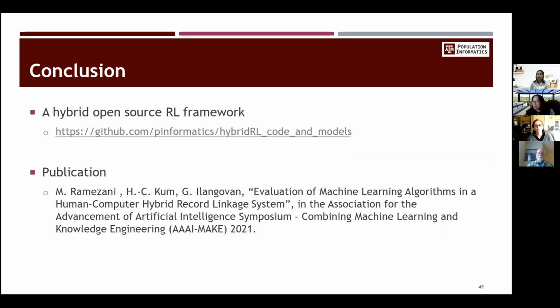The code and models of our open source record linkage framework can be downloaded from this GitHub repository. Users can use our trained models to test their data, or they can train their own models using their own data. And the result of our study has been accepted as a conference paper at AAAI Make, which is a computer science conference on combining machine learning and knowledge engineering.